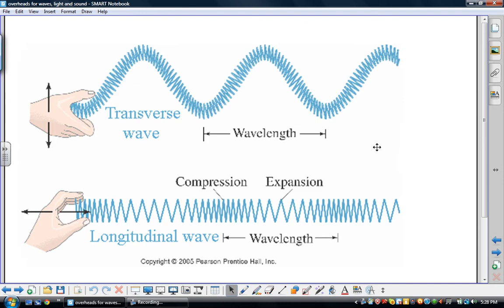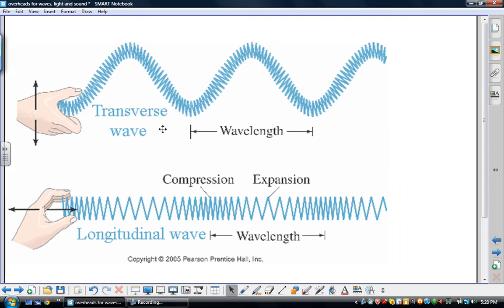Alright, two different types of waves are called transverse and longitudinal. Here's a picture of both of them. This kind is called transverse. The word trans comes from the idea of being across, so it cuts across the direction of the flow of energy. And longitudinal, it goes along, not across. So these are being demonstrated with slinkies.